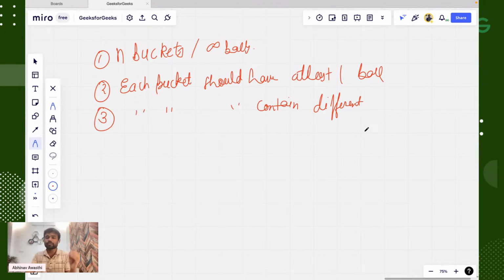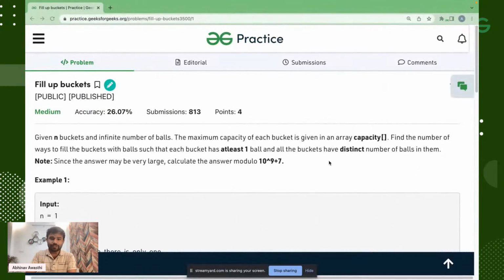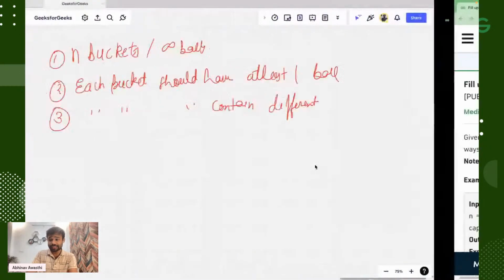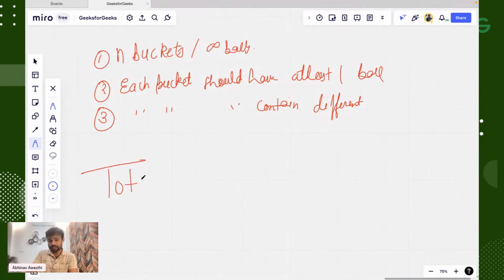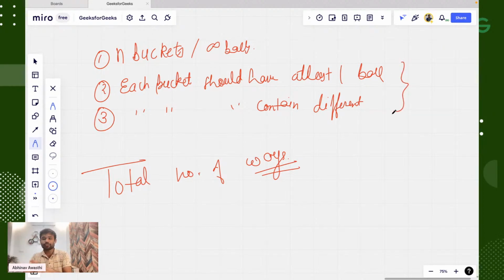Just write one if the problem is clear. And we have to find the total number of ways we can organize this, such that these two conditions are fulfilled: each bucket should have at least one ball, and each bucket should contain a distinct number of balls.